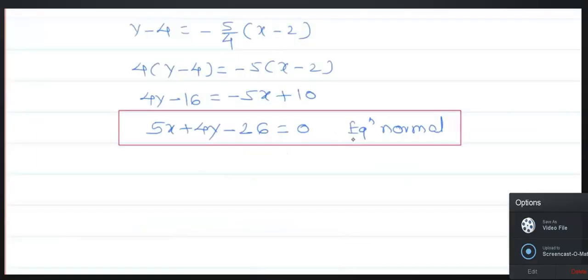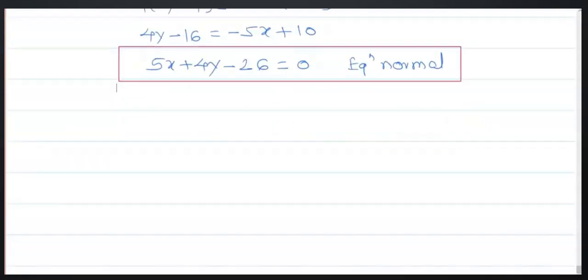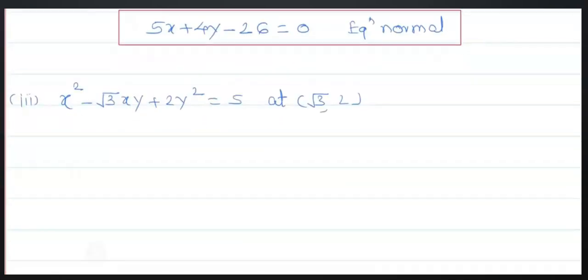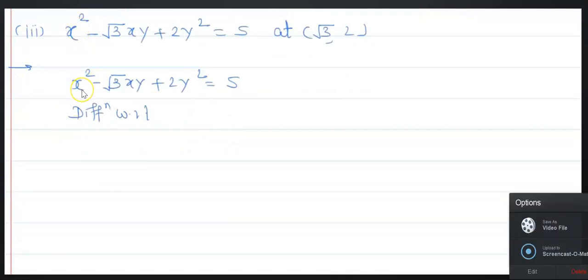Now the next is problem number 3. x² - √3xy + 2y² = 5 at the point (√3, 2). This is again the implicit type derivative. The derivative of x² is 2x, and again we will apply the product rule for this xy. The derivative of 2y² is 4y into dy/dx.